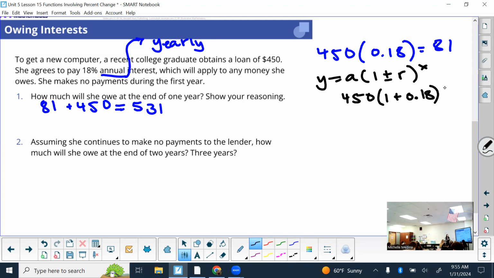So my exponent would be 1. And then when I put this in my calculator, I also get 531. In case you don't believe. So 450 times 1.18 also gives you that same amount, which is our real answer. So then at the end of 2 years, table 2, at the end of 2 years, do you have the total?